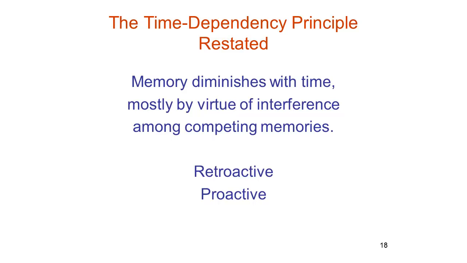In retroactive interference, memories encoded later interfere with the retrieval of memories encoded earlier. The interference is retroactive, it works backwards in time. But there's also proactive interference, in which memories encoded earlier interfere with the retrieval of memories encoded later. The interference is proactive because it's working forward in time. All those memories are there in storage, earlier ones and later ones. And when it comes time to retrieve them, they get in each other's way.